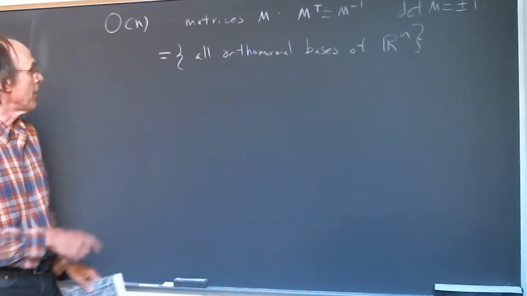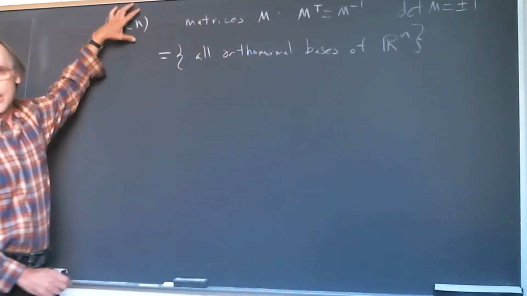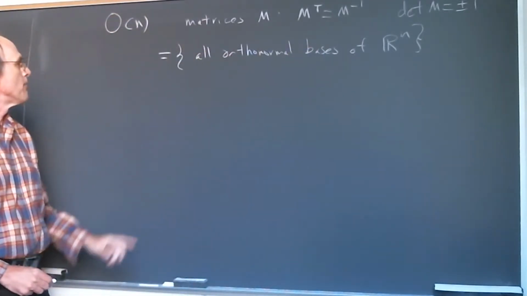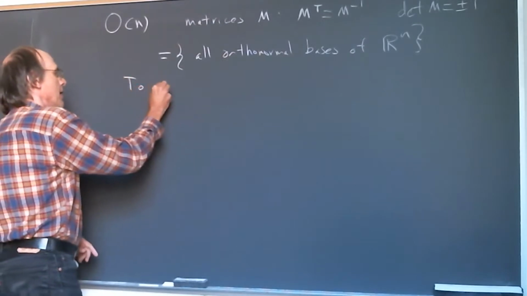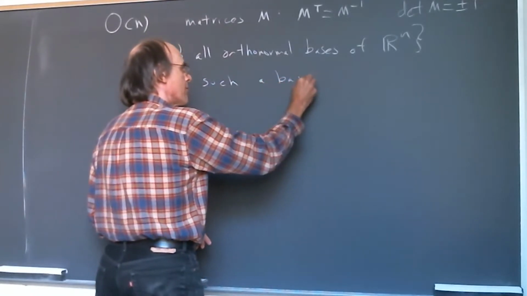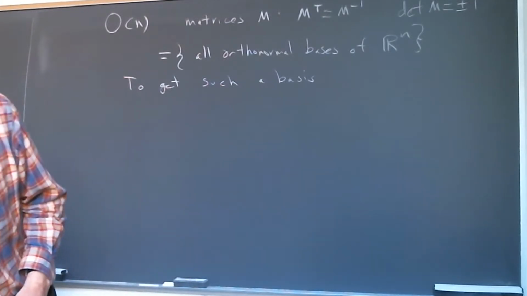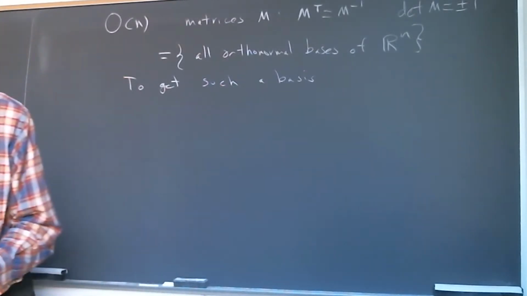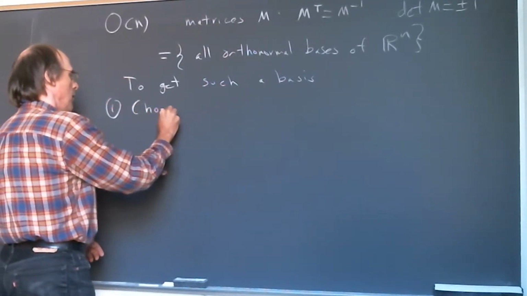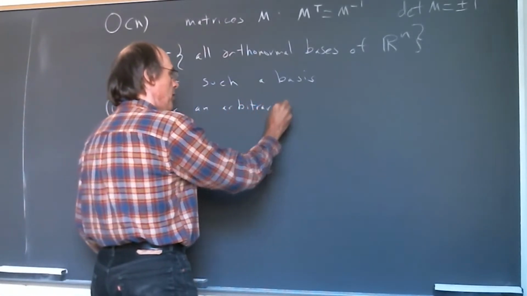Now, another reason for saying something about this is to give you a feel for what these sets look like. It's the set of all orthonormal bases. How do you produce all these bases? Well, the first thing to do is to choose an arbitrary unit vector.